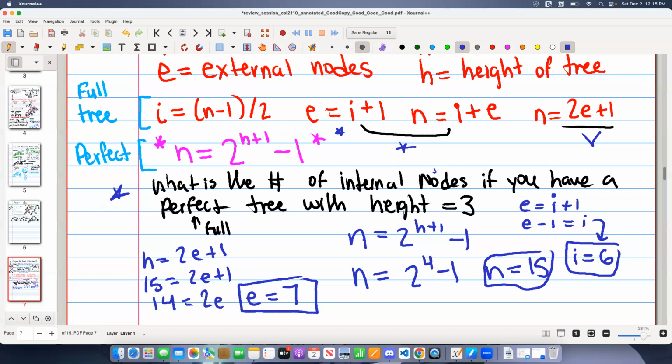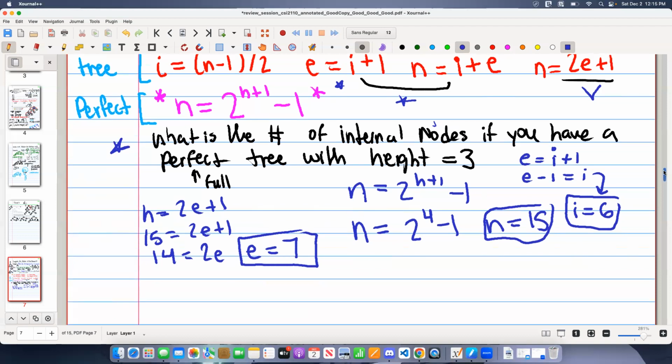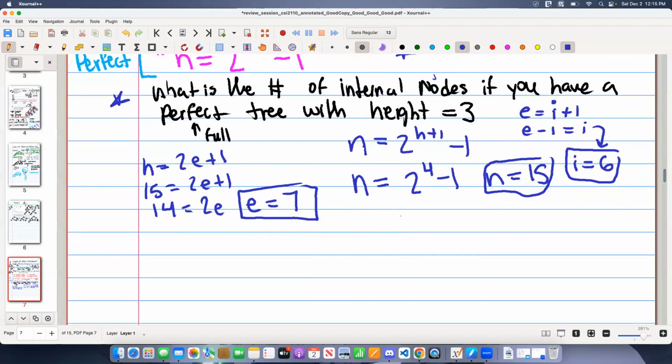You could also verify that he might give you a bigger number and you can't verify it this way, but you have a perfect tree. You have a height that's 3. I think that's 1, 2, 3. Well, you have 1, 2, 3, 4, 5, 6, 7 external nodes. And how many internal nodes?